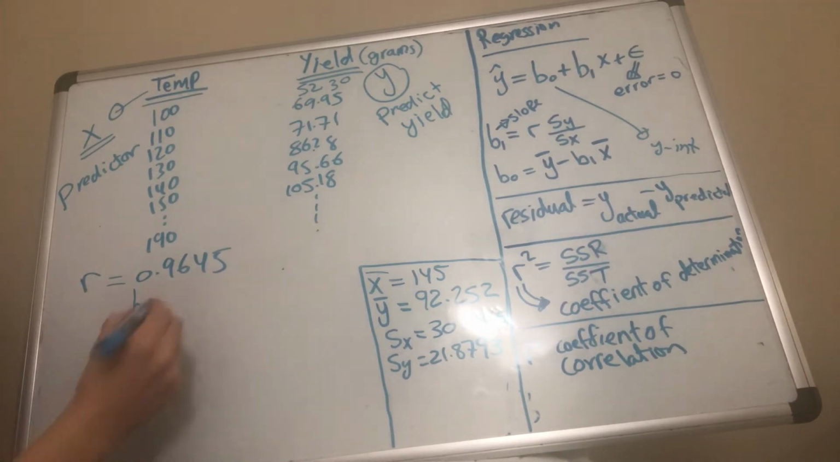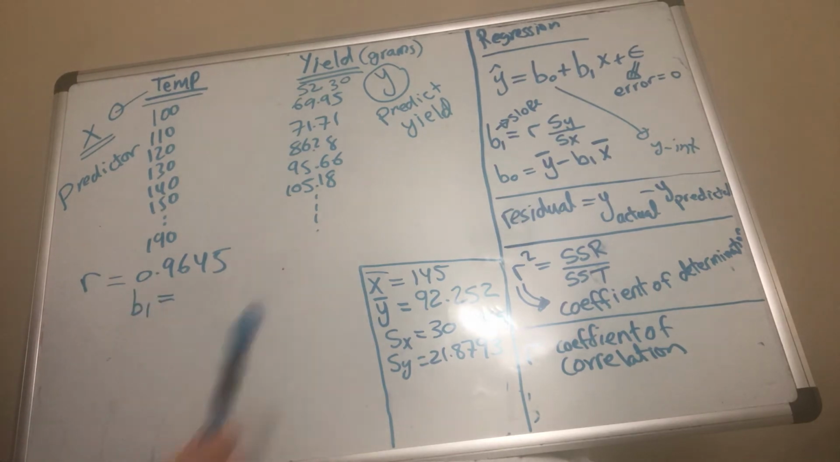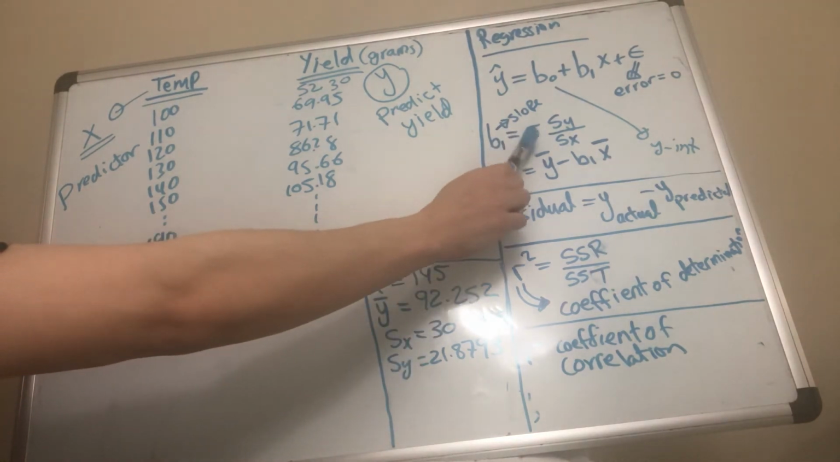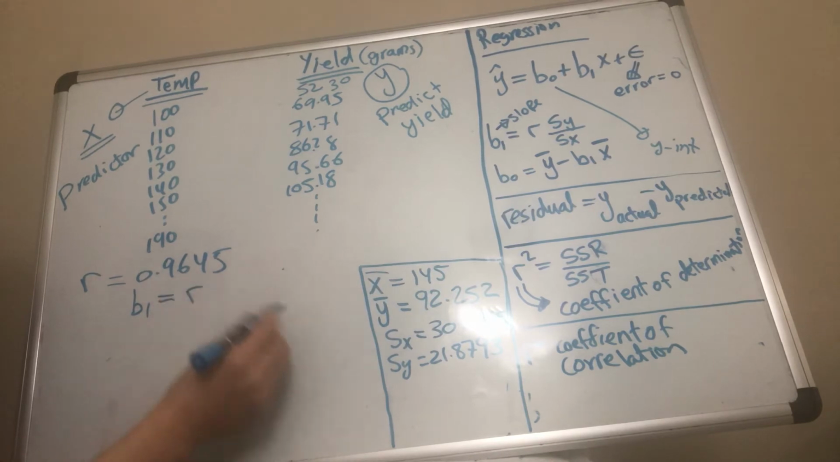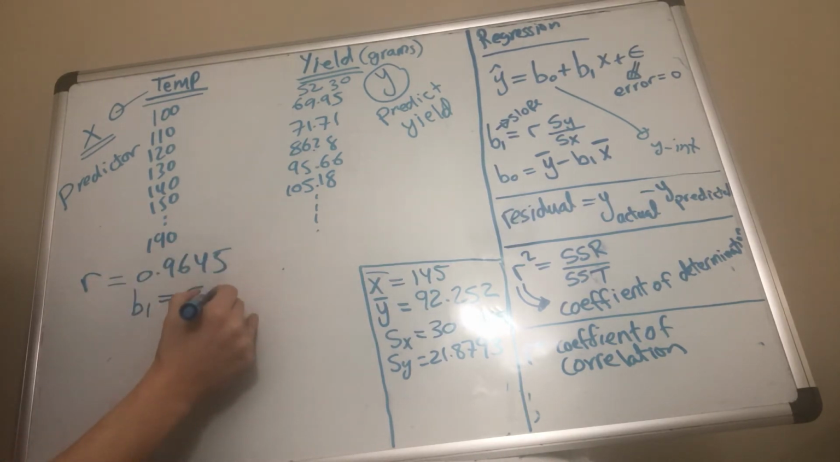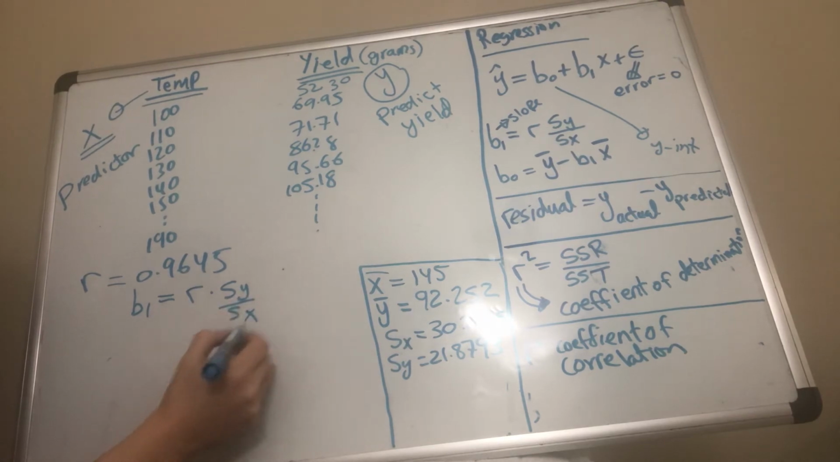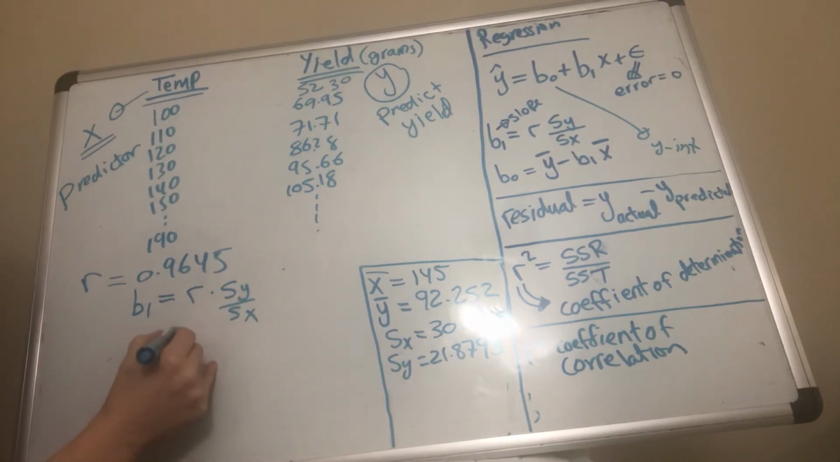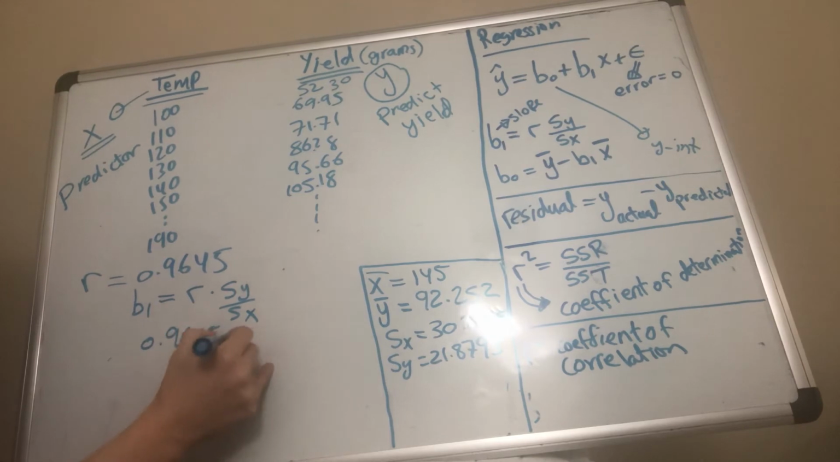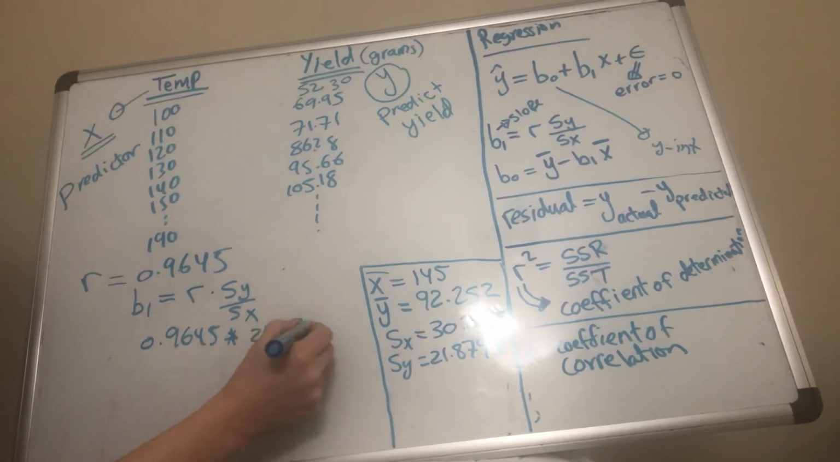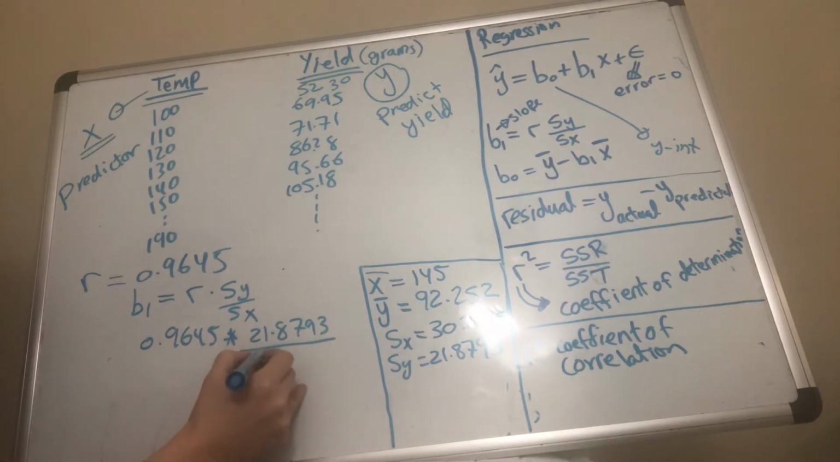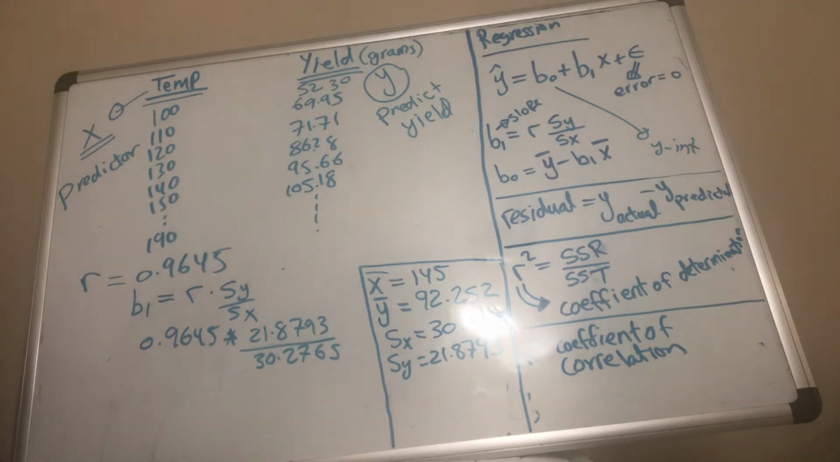What is the slope? To do the slope, this is the formula we use. We take the R, which is given, 9645, times standard deviation Y over standard deviation X. Standard deviation for Y is 21, and standard deviation for X is 36.5. So I'm gonna do this in the calculator here.